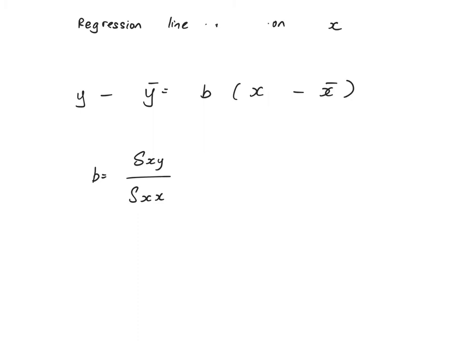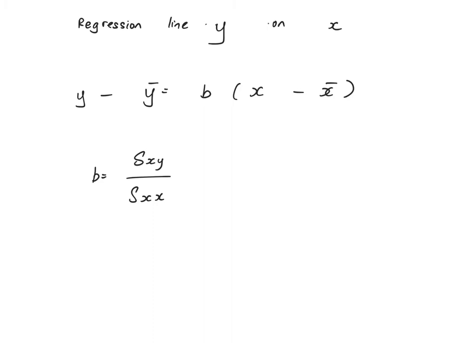So now we are doing it the other way around. Basically, we're going to do x on y. So how do you go about doing this? We still use the same equation. What we do is very simple: we just exchange the variables. We swap y for x, and we replace x with y.